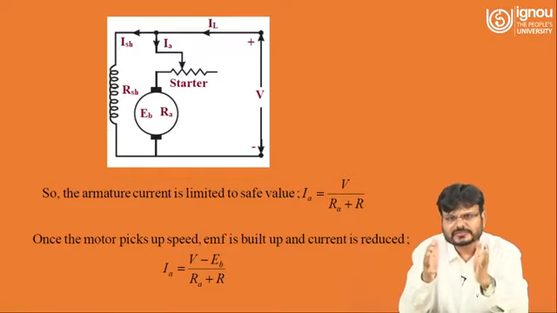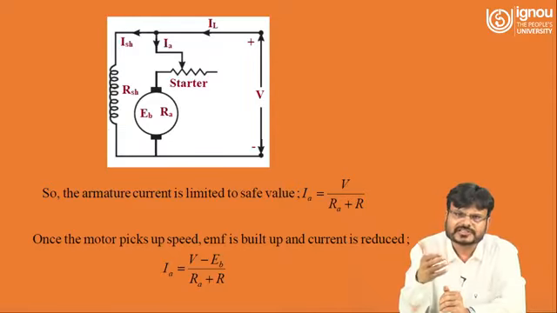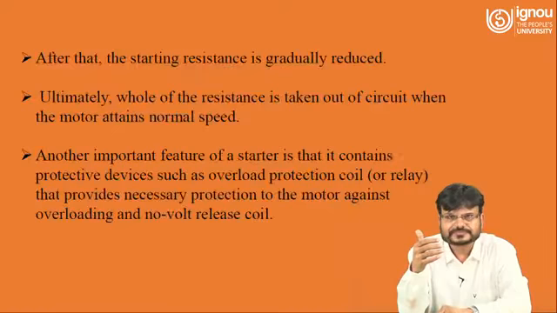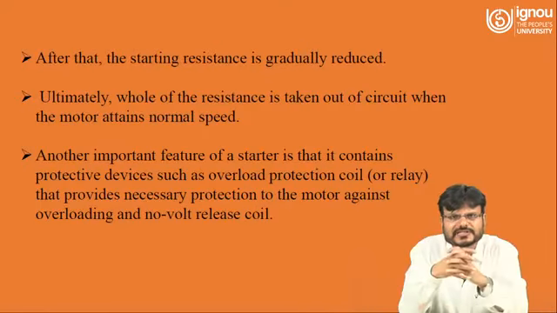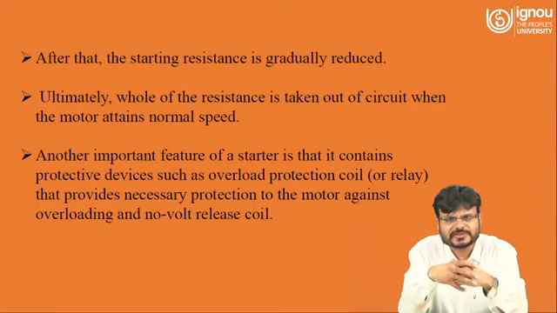Now, because this Eb comes into the picture, the value of V minus Eb is less. So in the numerator, the value is decreased. That means this armature current is also decreased. So after that, the starting resistance is gradually reduced. Ultimately, the whole of the resistance is taken out of the circuit when the motor attains normal speed.